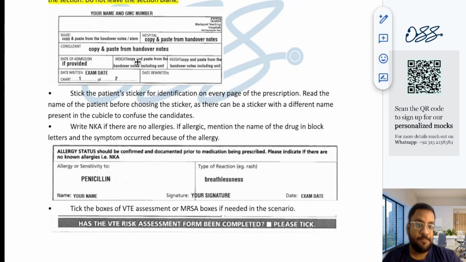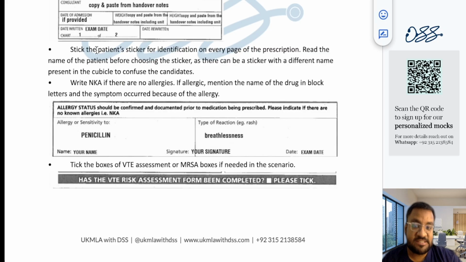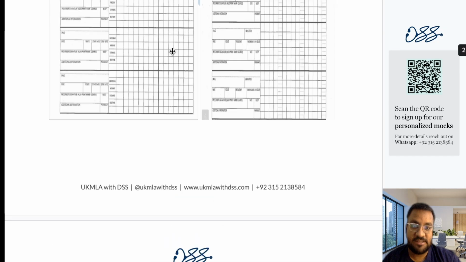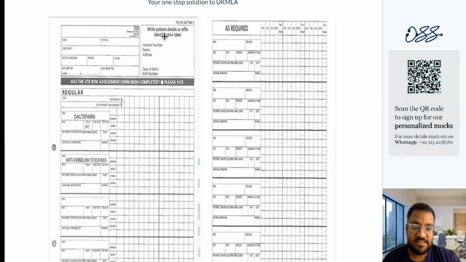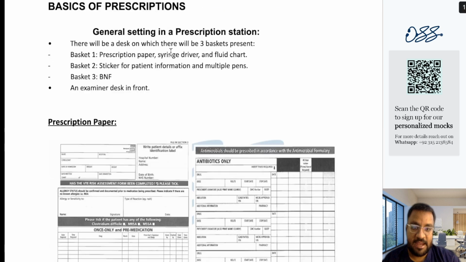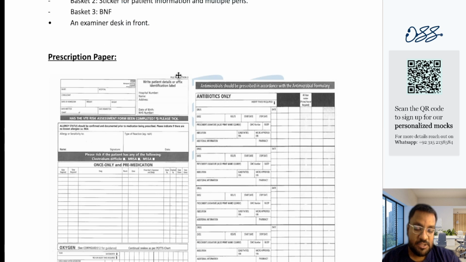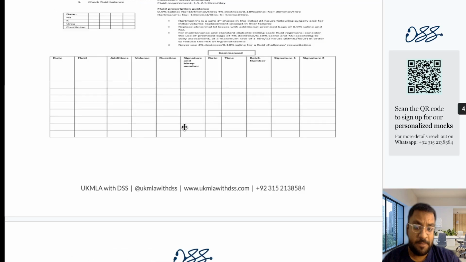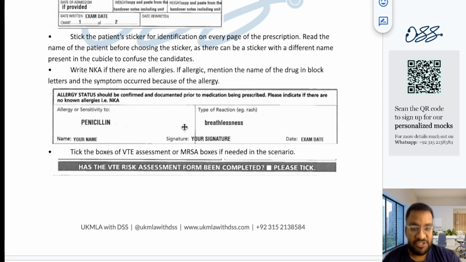Then, a very important thing, the patient sticker. On the identification page, it needs to be there. For example, I just showed you that this is the area where you have to attach the sticker, on this page and on the front page as well. So you would be provided with some stickers on which the patient details would be mentioned.